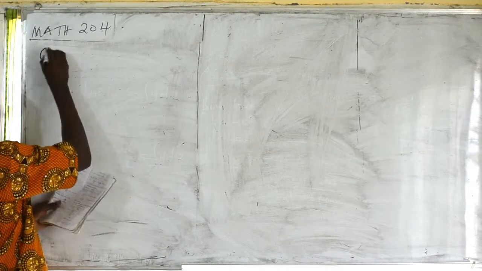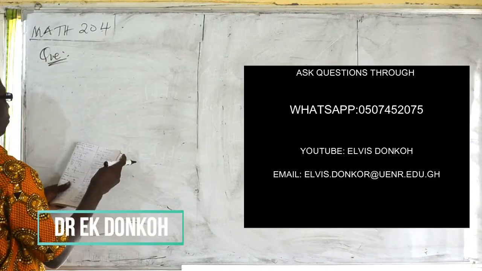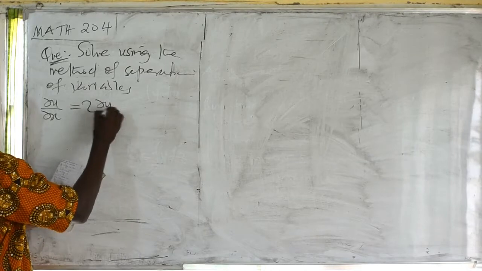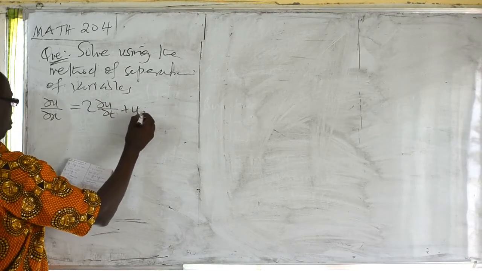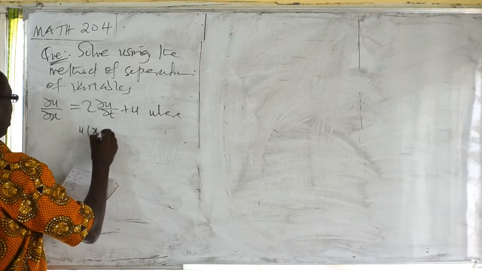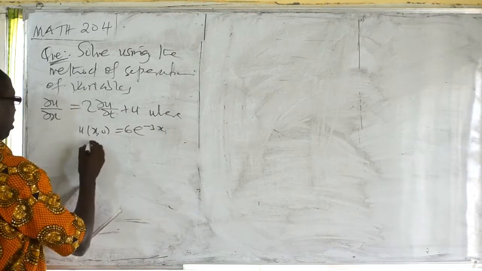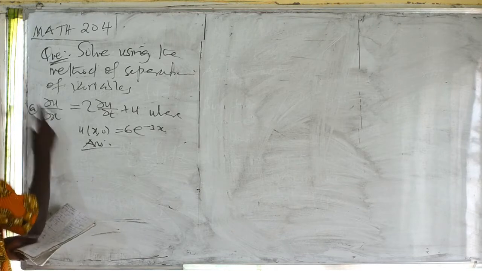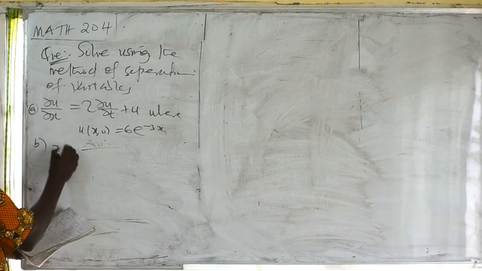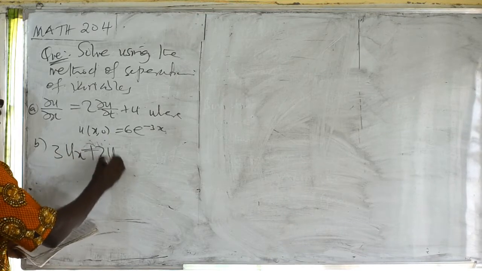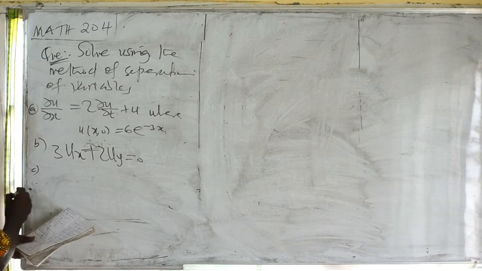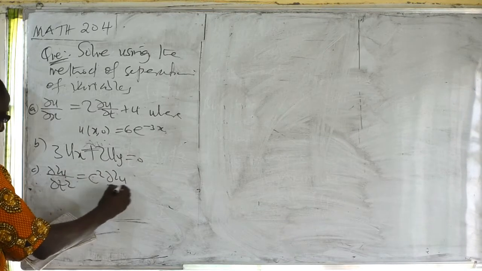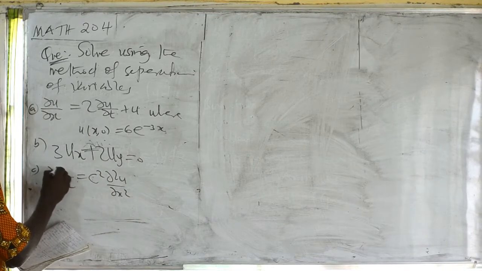Solve a question here. A question that says solve using the method of separation of variables. A: u_x = 2u_t + u, where u(x,0) = 6e^(-3x). We are supposed to solve this. And maybe this is A, so maybe I'll write B, then the rest. B: 3u_x + 2u_y = 0. Then C: d²u/dt² = c² d²u/dx², without any condition. So I'll solve the A.